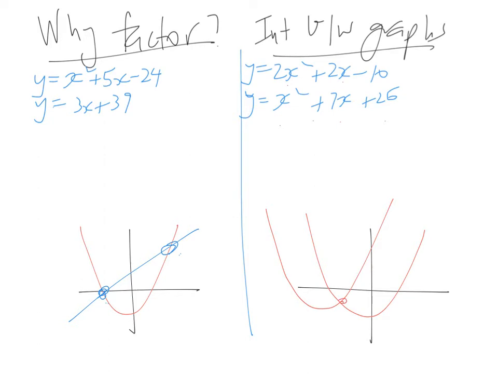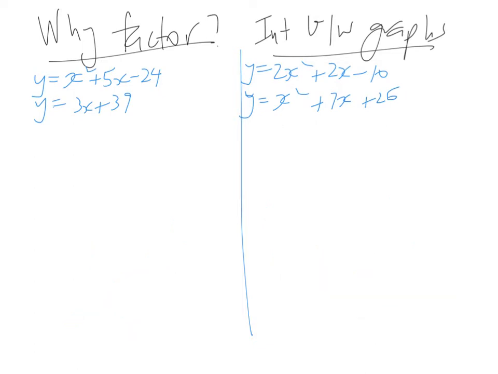There may be one, there may be two, we don't know. Just like with this one, there may be one, there may be two, we don't know. So we're going to see what happens. We're going to factor these, and that's how we'll find out where these intersection points occur. I'm just going to remove that because I'm going to need some space.